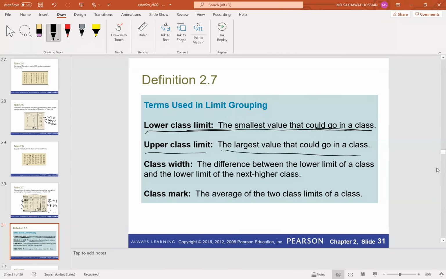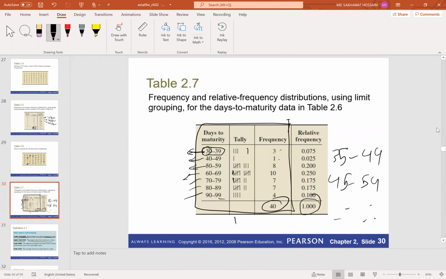Then the next term is class width. The class width is the difference between the lower limit of a class and the lower limit of the next higher class. The next higher class is this one. The lower limit for this one is 30 and for the next one it is 40. So the class width is 40 minus 30, which is 10.